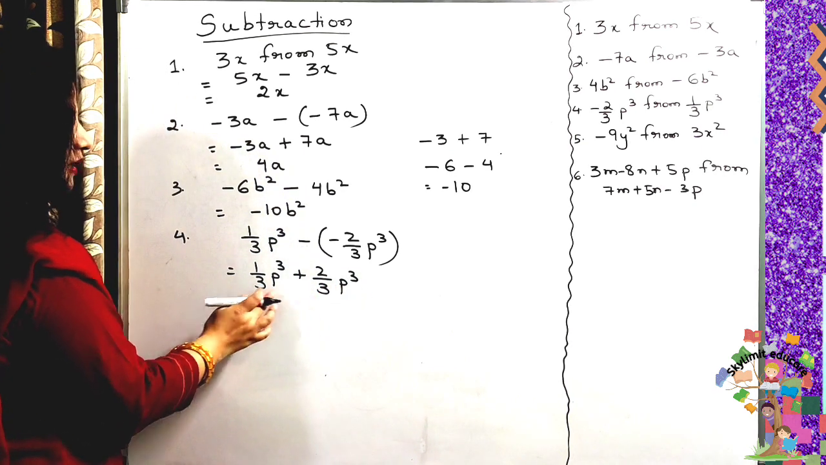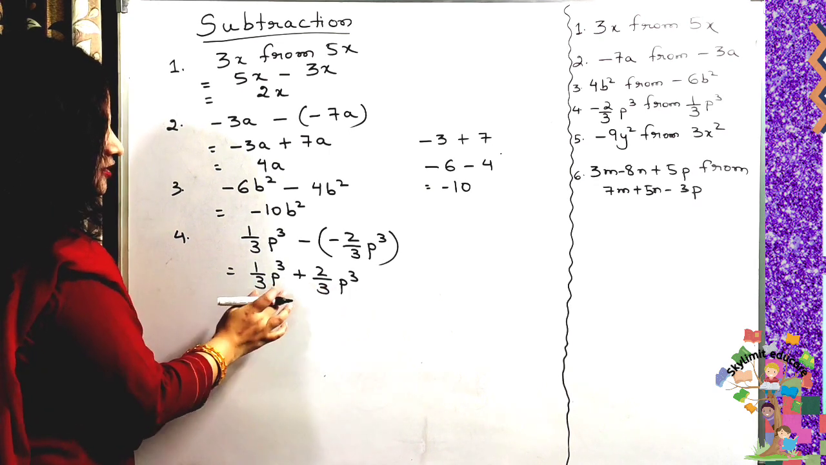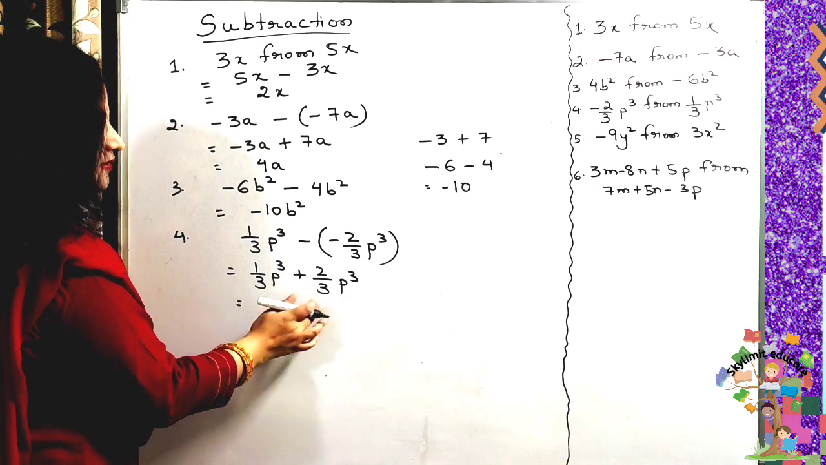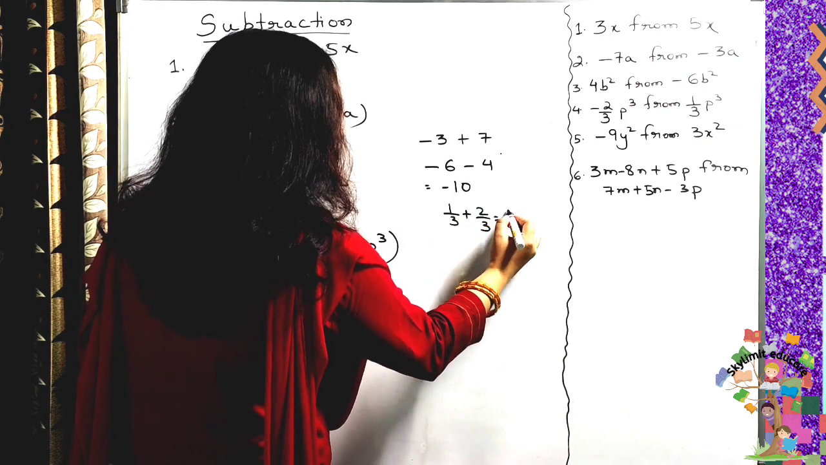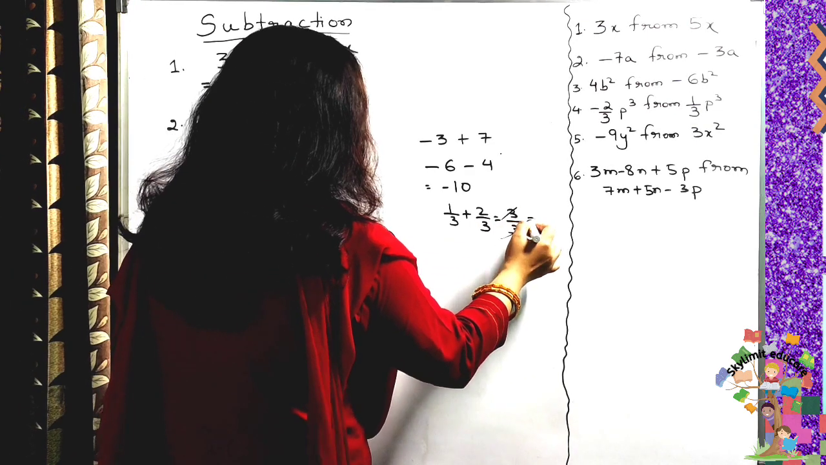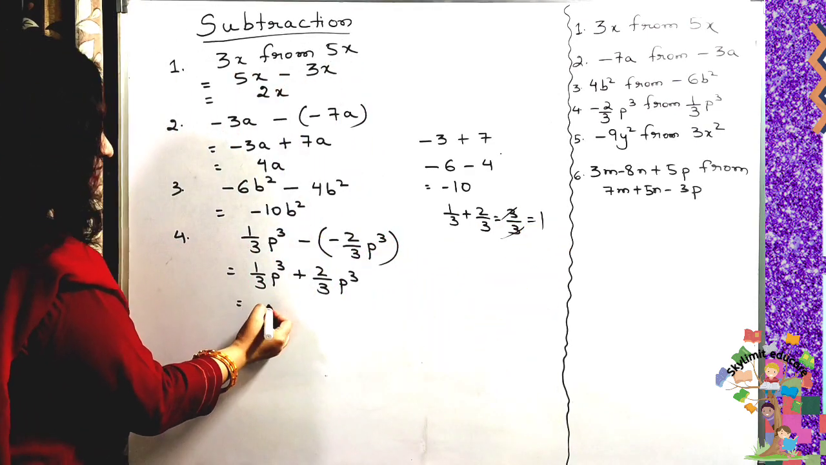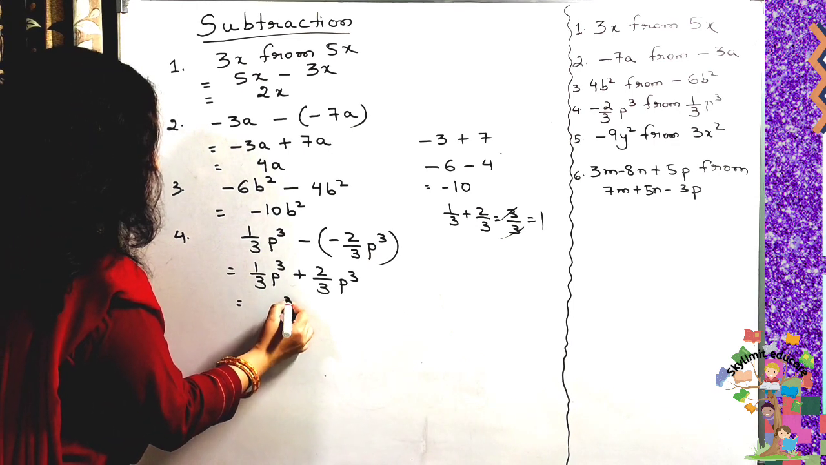Now what is the number part? What is the numerical coefficient? 1 by 3. Both are like terms, p cube. So 1 by 3 plus 2 by 3 will be 3 by 3, or not? Yes. And this will be cancelled out. What is the answer here? 1. So we don't write 1. We have no need to write 1. We can simply write the literal coefficient, that is p cube.